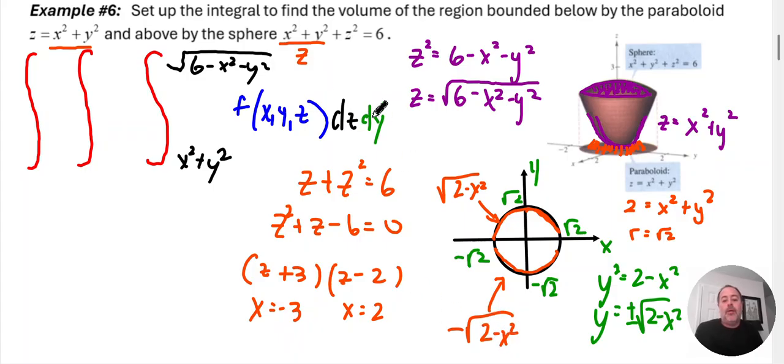So if I want to do it in terms of y, I can say I want the square root of 2 minus x squared here, and then the negative square root of 2 minus x squared there. The last thing we have to do in this bounded region is look at what the x components are, so I now need to see my bounds with respect of x. My left-hand side of x is at the negative square root of 2.